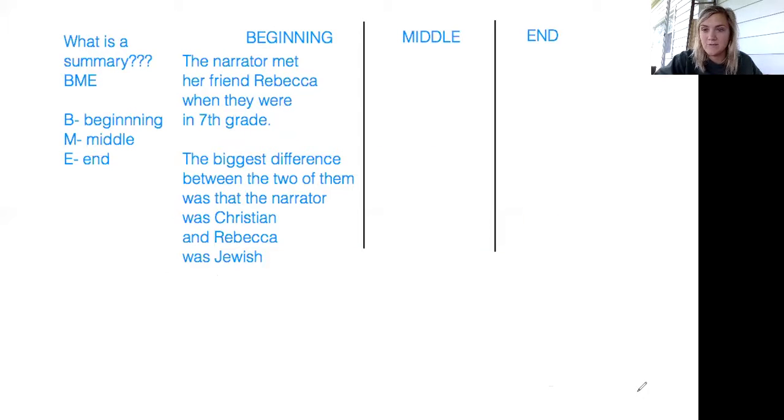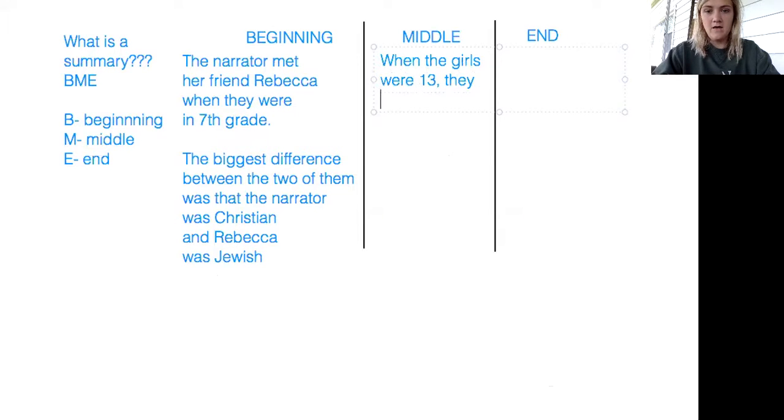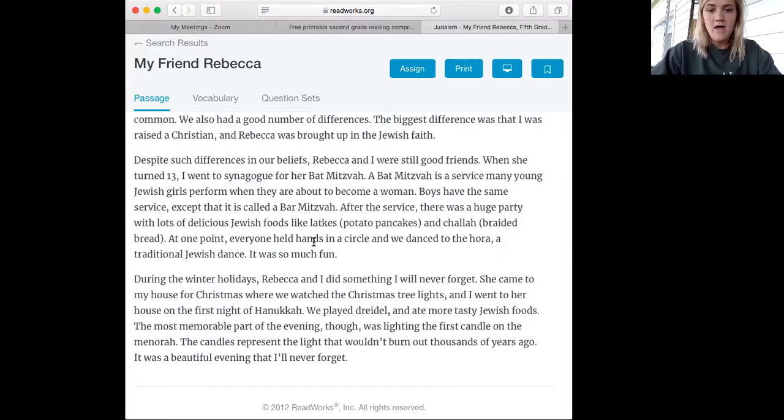So we're going to go back to our screen, make a little text box, and we're going to put when the girls were 13, they went to Rebecca's bat mitzvah. And I believe that's it. See, we can even go back and look at our spelling. I'm not even sure how to spell bat mitzvah. And let's go back. M-I-T-Z-V-A-H.